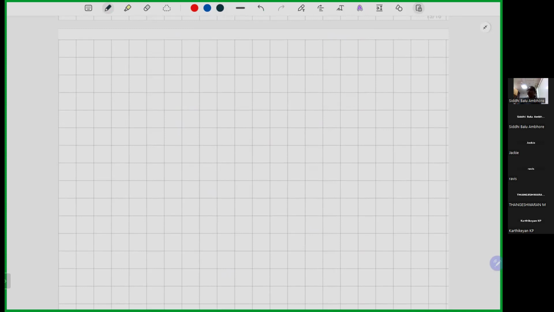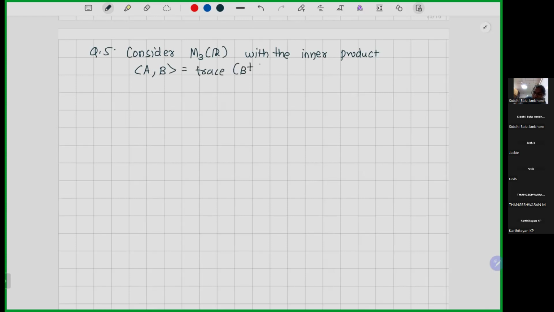Okay, so let us solve this question. Okay, let us do this one only. It will take some time, but it is a good question. M3R with the inner product A comma B. We actually proved that this forms an inner product in M3R. Okay, so we are in M3R now.